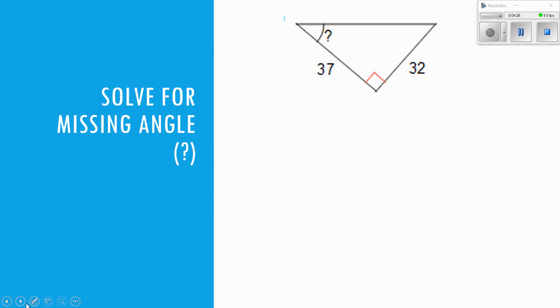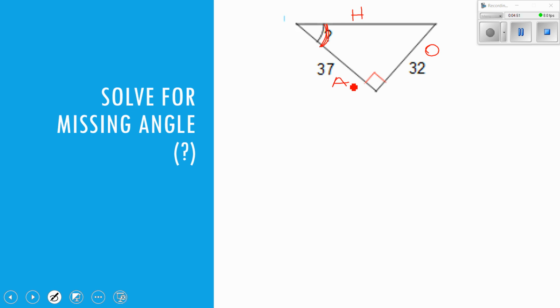Whenever you're solving for a missing angle, in this case question mark, you're still going to need to label your sides opposite, adjacent, hypotenuse, and figure out the trig ratio for yourself. So right here I'm going to mark my angle. My opposite would be directly across, or 32. My hypotenuse is across from the 90, so it's up here, which means 37 is my adjacent.